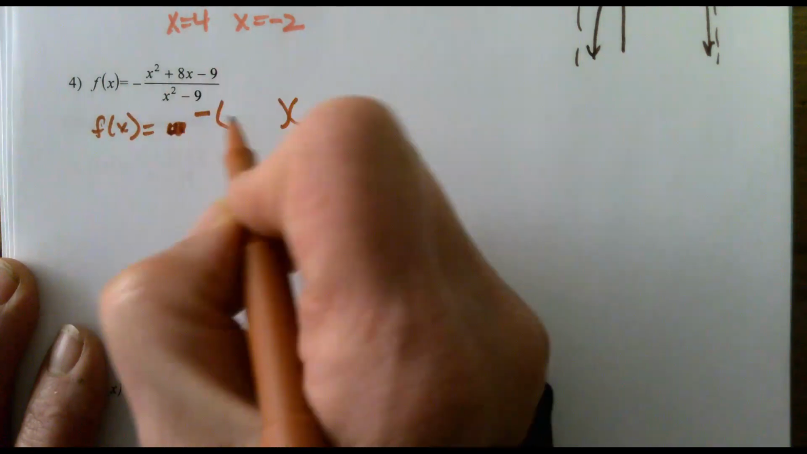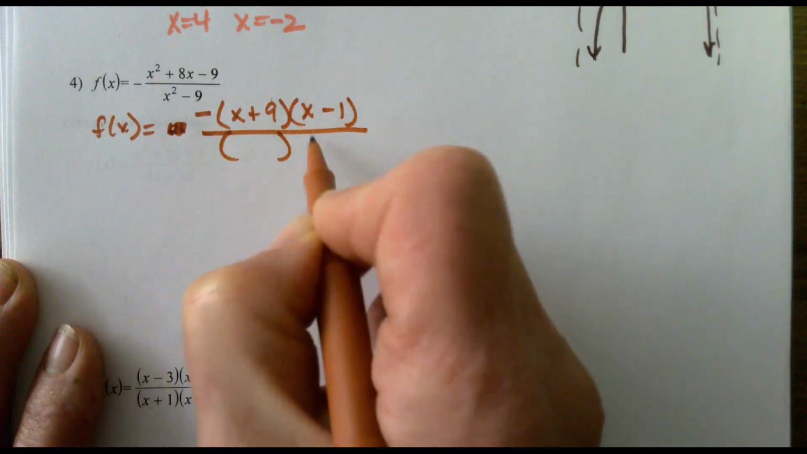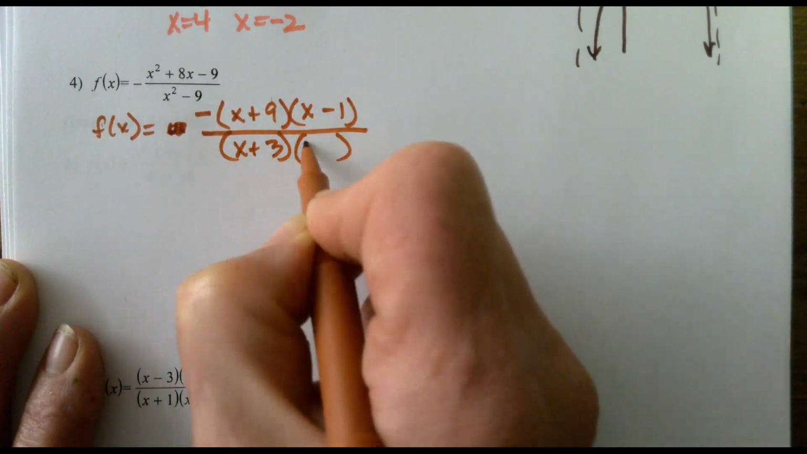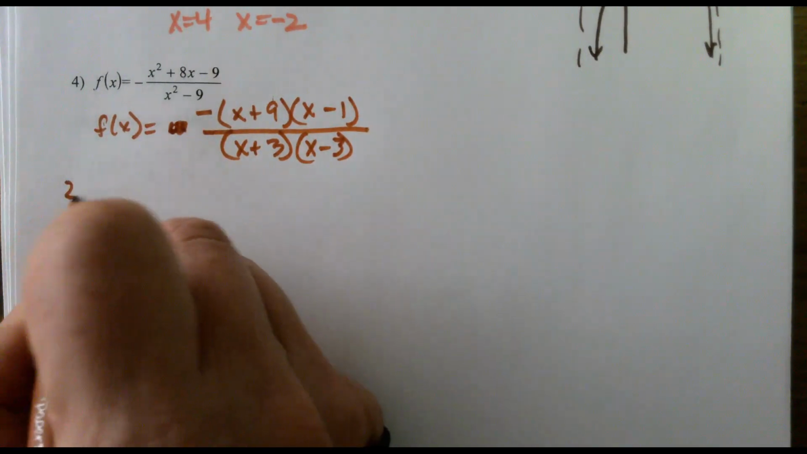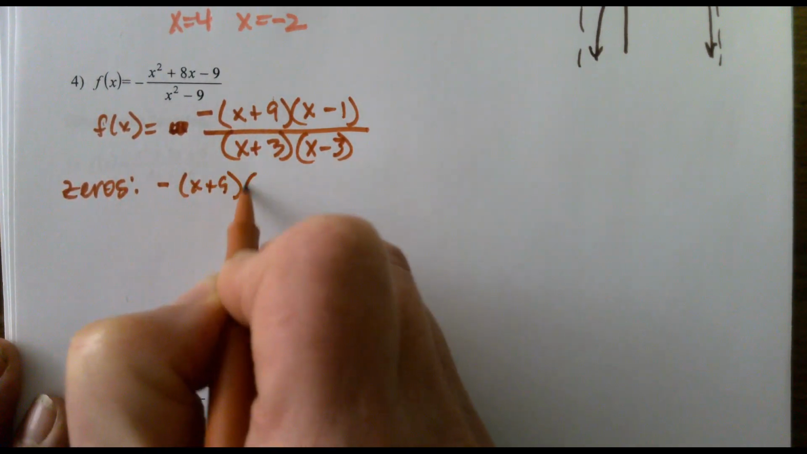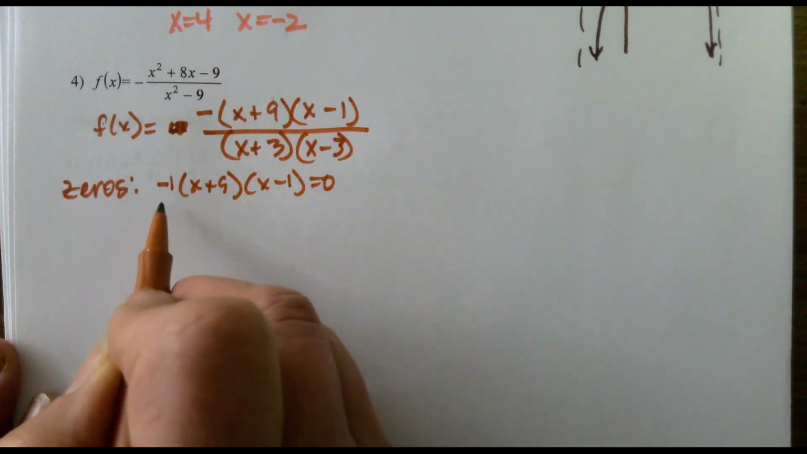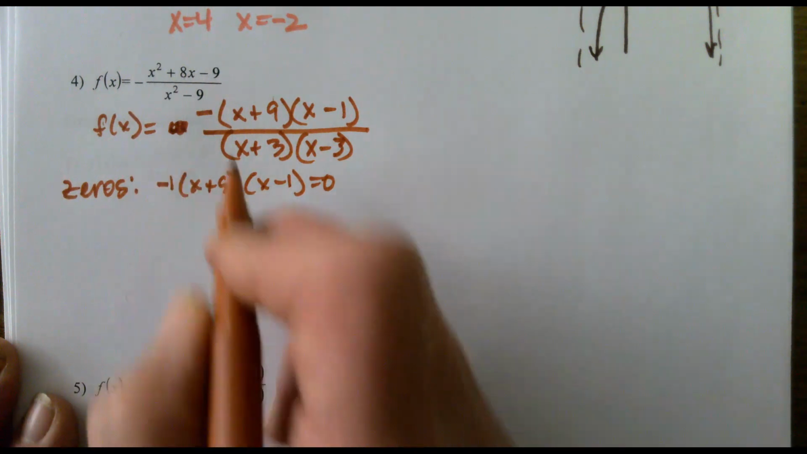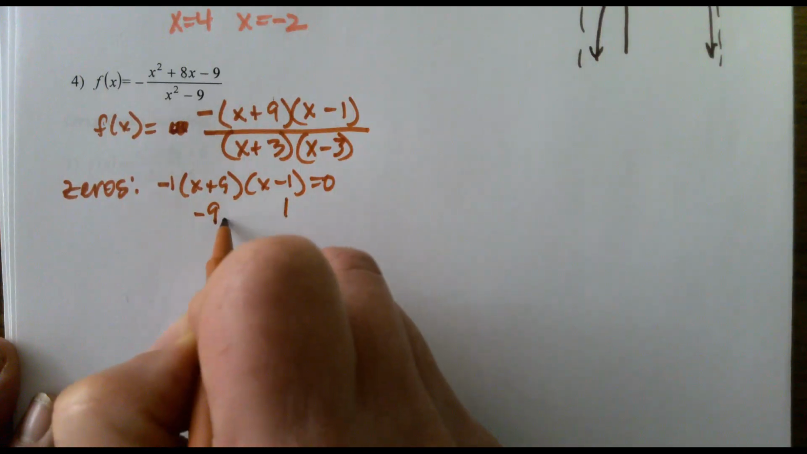So this is the opposite of x plus 9, x minus 1 over, on the bottom I'm going to factor that, x plus 3, x minus 3. Any holes? No, nothing that can be canceled out. So then we'll go through our process again. Zeros. When the opposite of x plus 9 times x minus 1 equals 0, this is like negative 1, and negative 1 will never equal 0, so it's going to be a non-issue in this problem. This one's at negative 9. This one's at positive 1, and I write those as points.